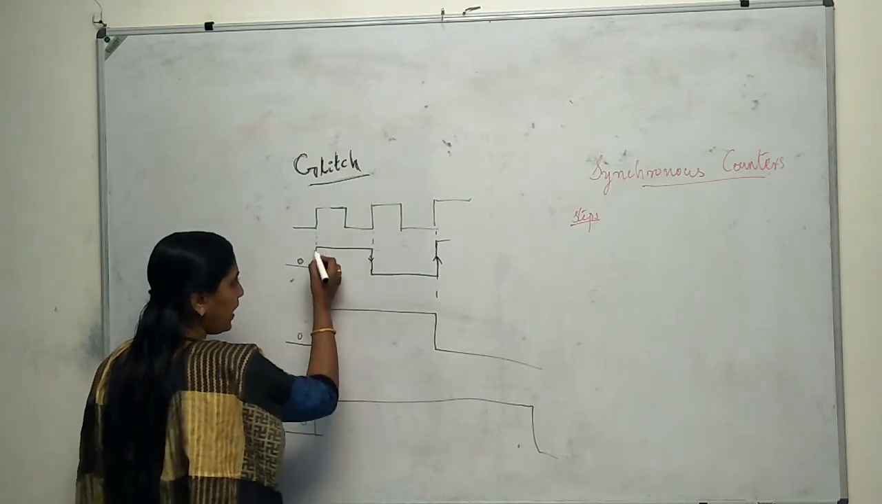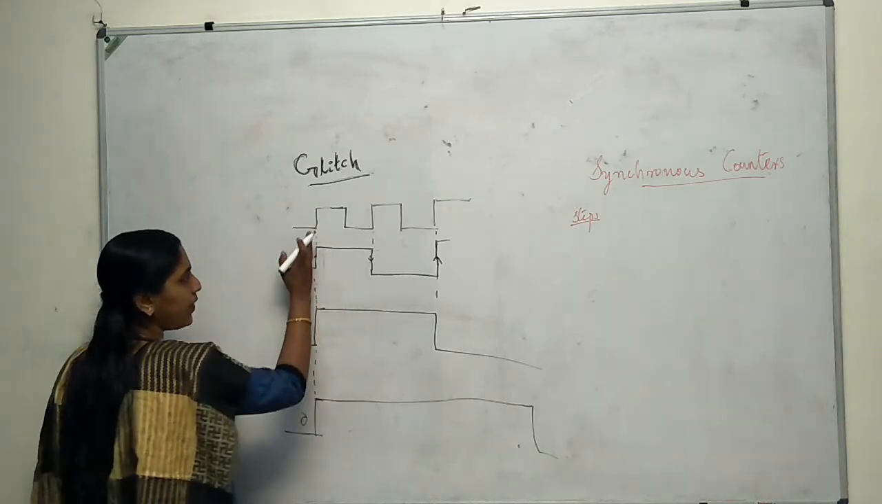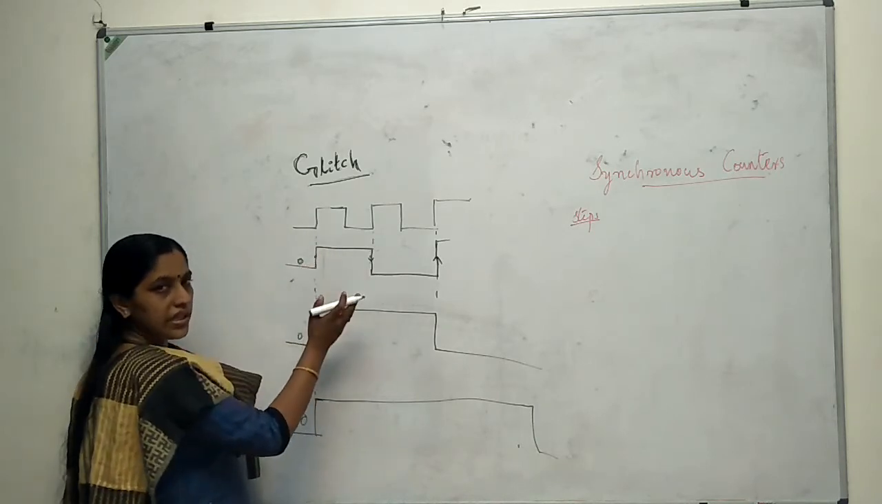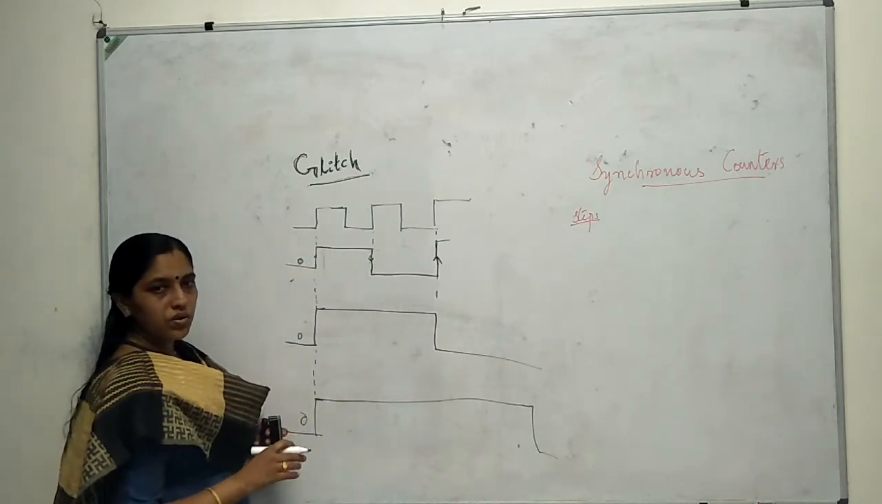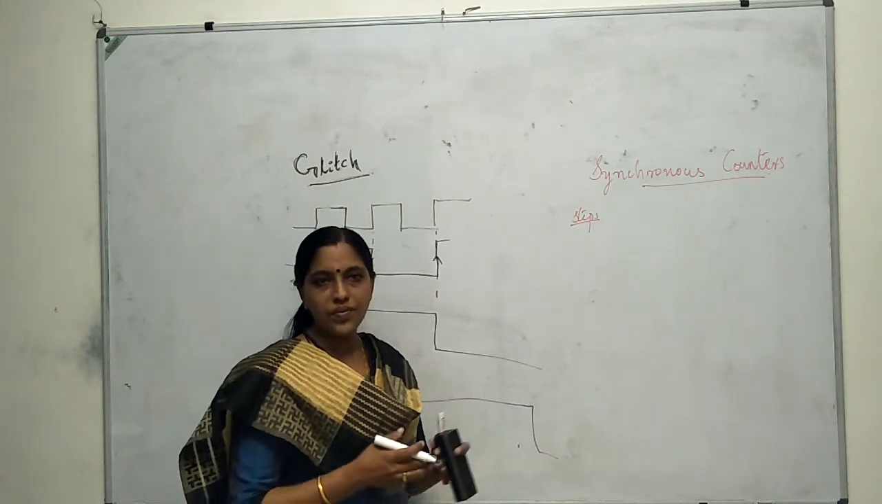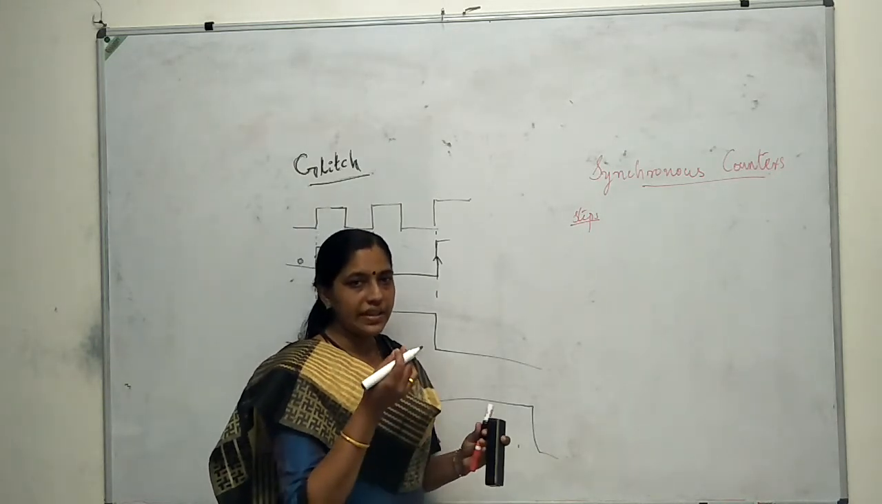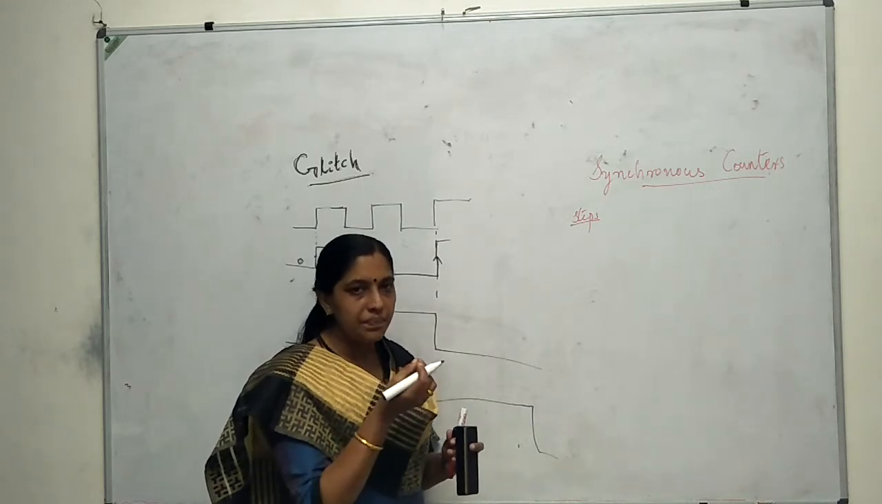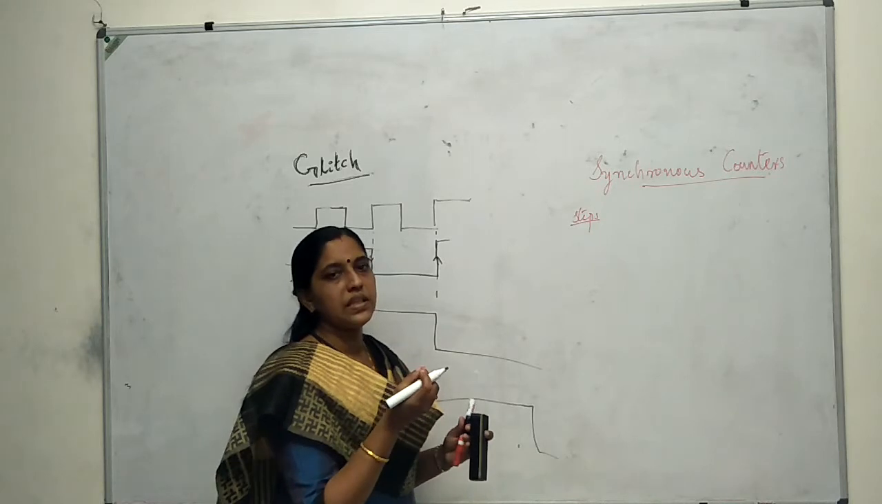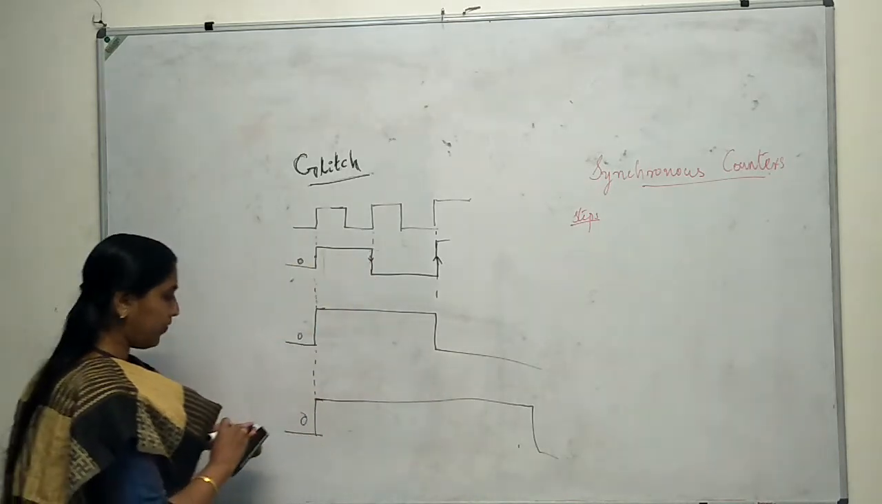So here what we are assuming is that whenever I give a clock, at that moment the output will change state. But that is not actually true. Why? Because there will be some delay in the clock. So the output will not change at that particular instant. After a small gap, only then will the output get flipped.